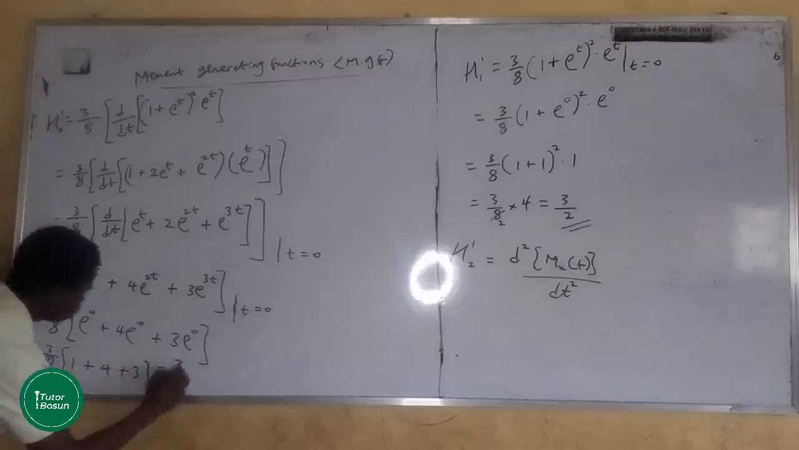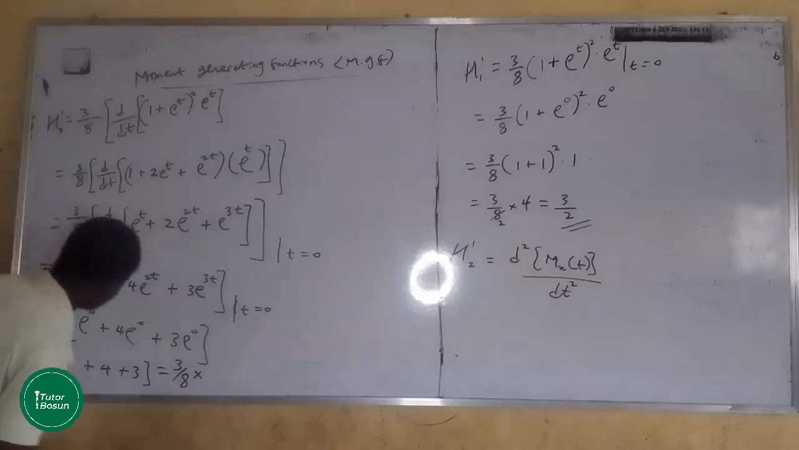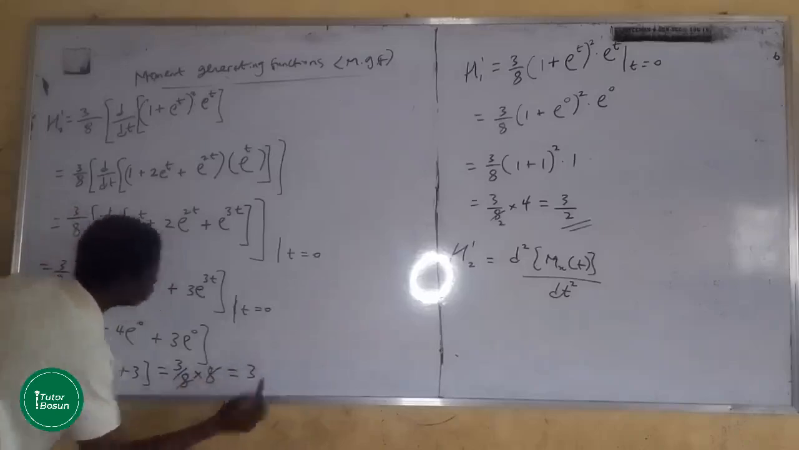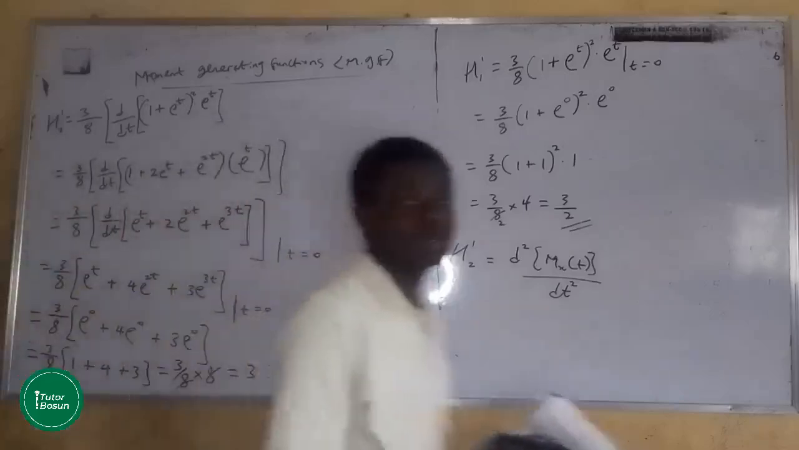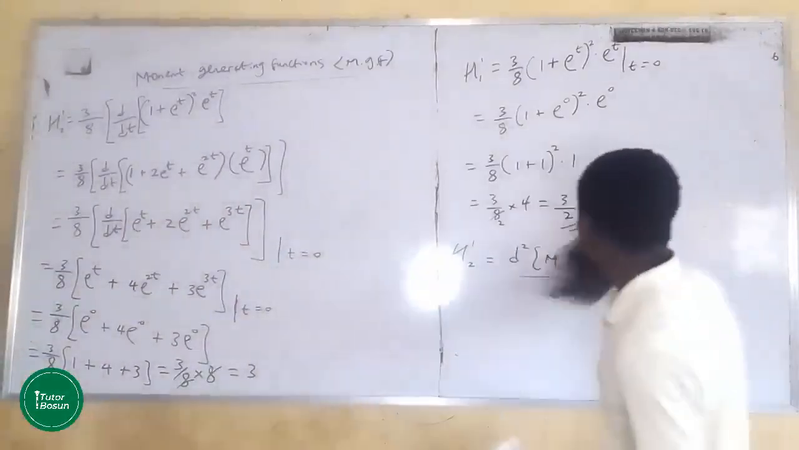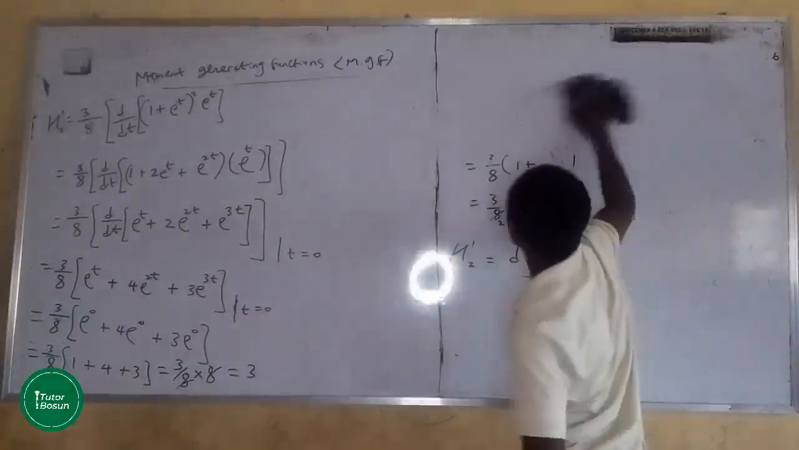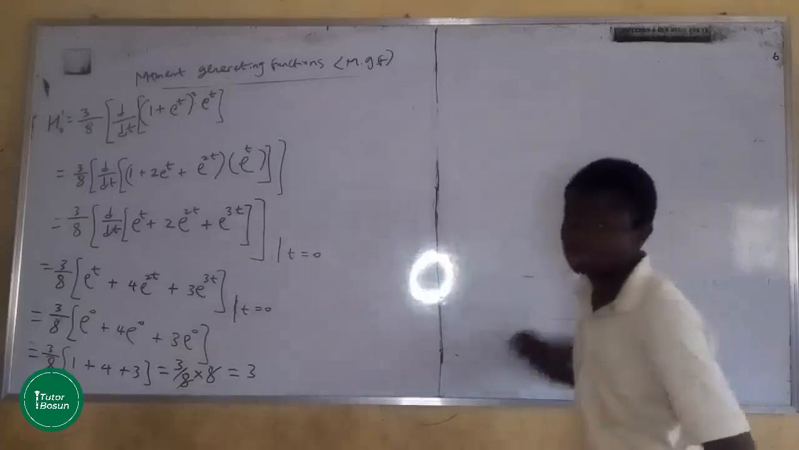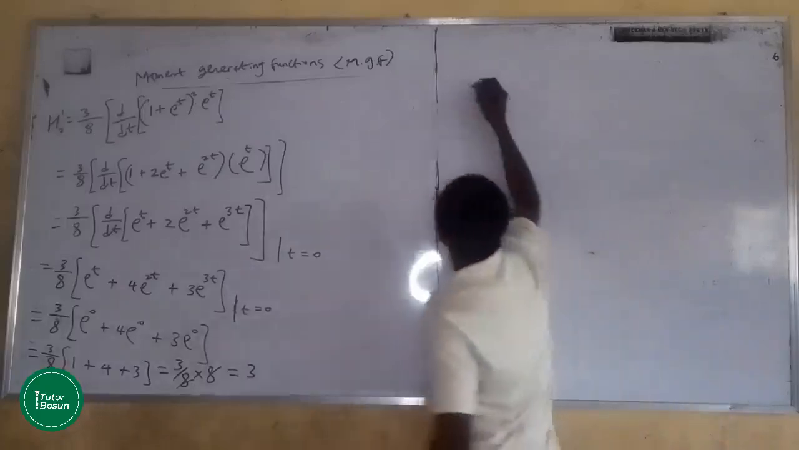So we have 3 over 8 times 8. 8 cancels 8, I left it 3. So the second moment will give you 3. The answer to the second moment is 3. So we have been able to get our first moment and we have been able to get our second moment. So we can now use those two values to calculate our variance, which is sigma squared.